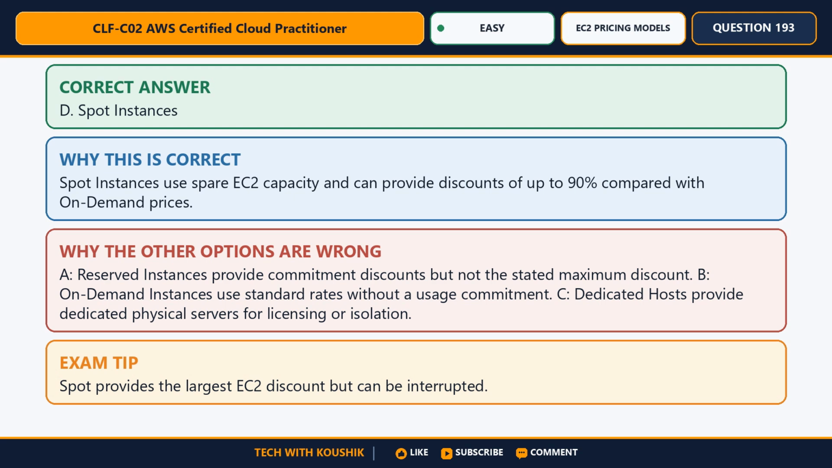A, reserved instances provide commitment discounts but not the stated maximum discount. B, on-demand instances use standard rates without a usage commitment. C, dedicated hosts provide dedicated physical servers for licensing or isolation. Exam tip. Spot provides the largest EC2 discount but can be interrupted.